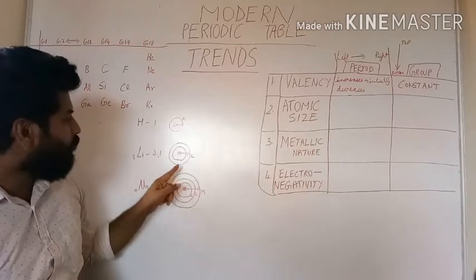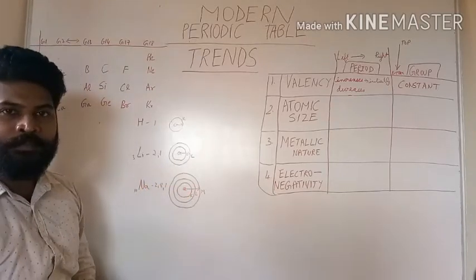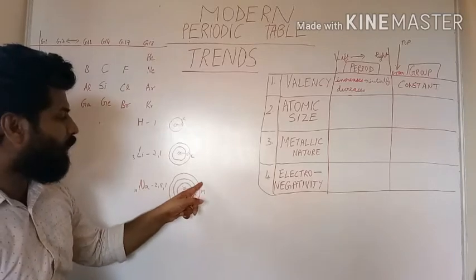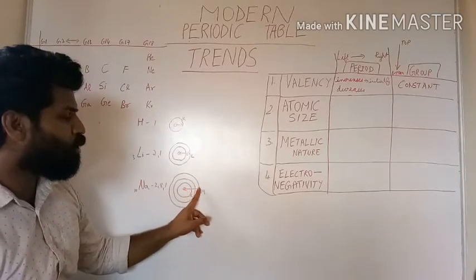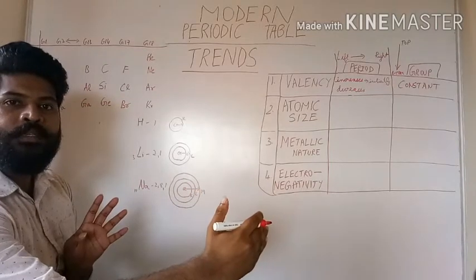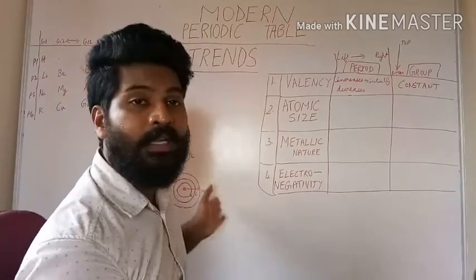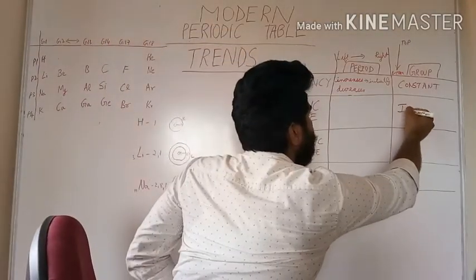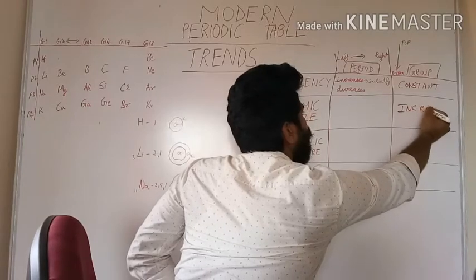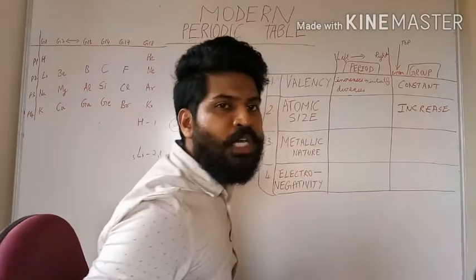Why? Because new shells are getting added. As new shells are added, the distance from the center of the nucleus to the outermost shell will increase, which means atomic size is increasing. Very simple. So atomic size will increase in a group due to the addition of new shells.